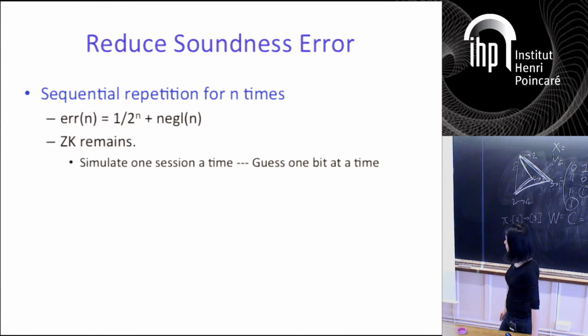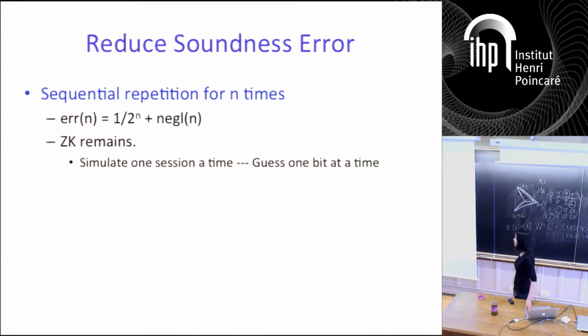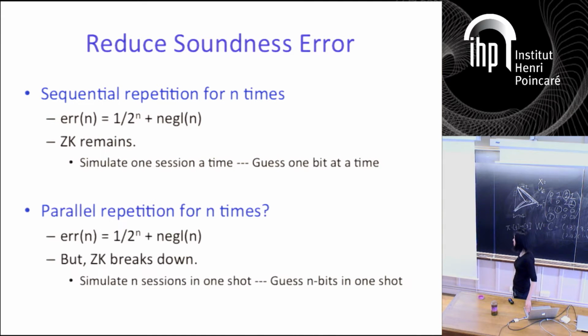There are different ways to approach it. The easiest is sequential repetition. Simply play this game multiple times. What is happening here is to sequentially play this game n times, and the soundness error is going to go down exponentially. And the zero knowledge still remains. Why? Because essentially you can simulate each of the gameplays individually, one by one.